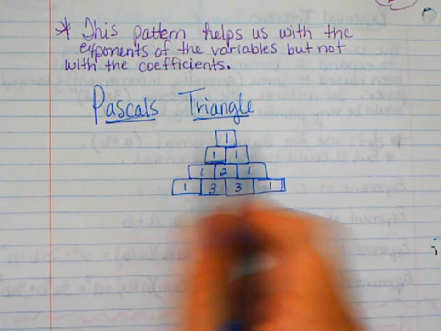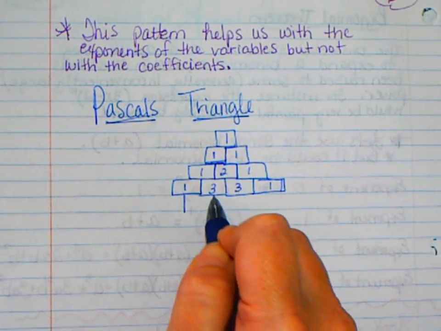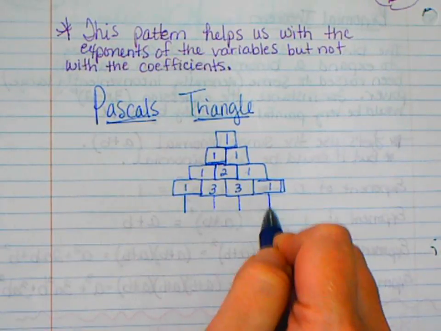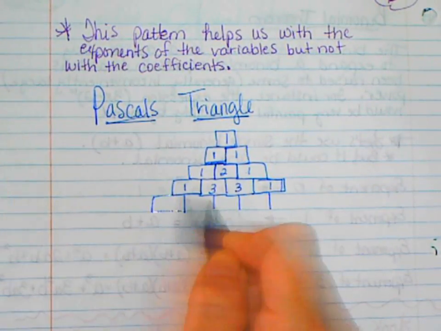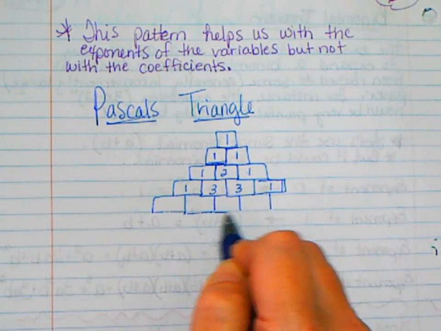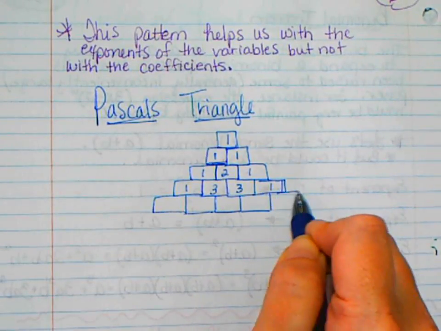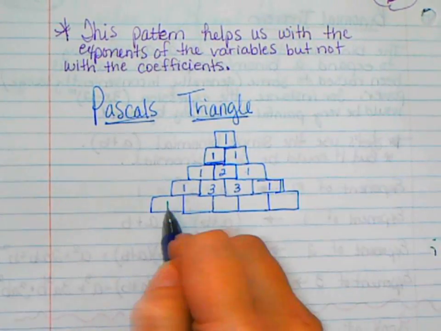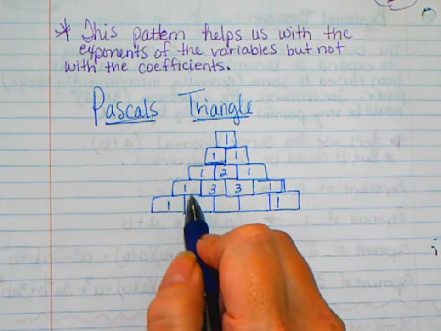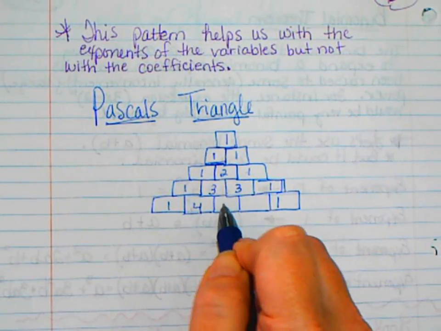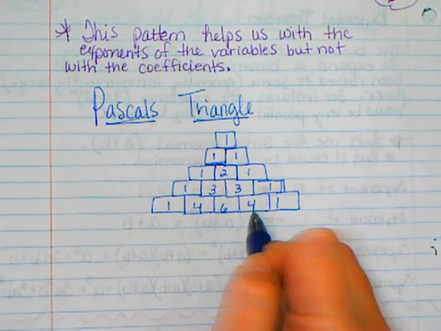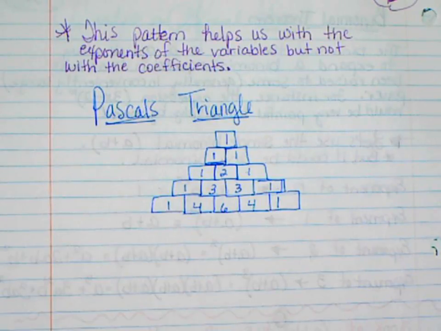So in my next row, I've got a 1 on the end. And I've got a 4, a 6, and a 4. Oh, I got it. I get it. Can you explain it to us? How you're getting those numbers?